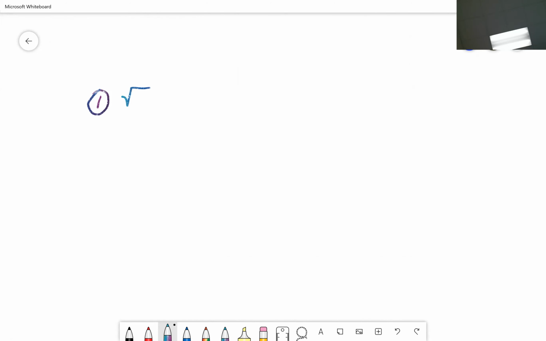What's the square root of 4 times the square root of 3? Well, that's the square root of 12, which in turn is the square root of 4 times the square root of 3, which is 2 square root of 3.